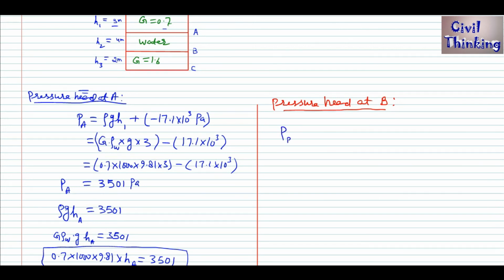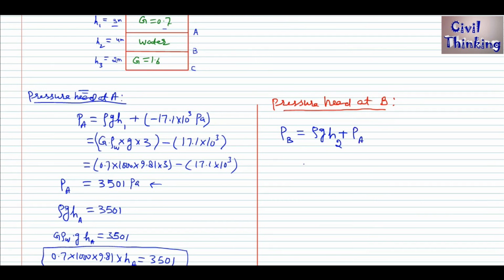We know the pressure at B is rho G H2, due to the water. Now we are finding the pressure at B. At this point is A, so we have to add this head pressure, and we already know the pressure at A. Let me first write the pressure at A.